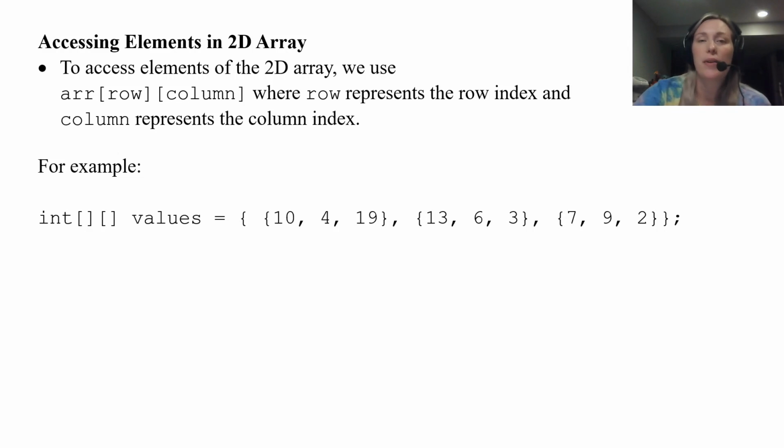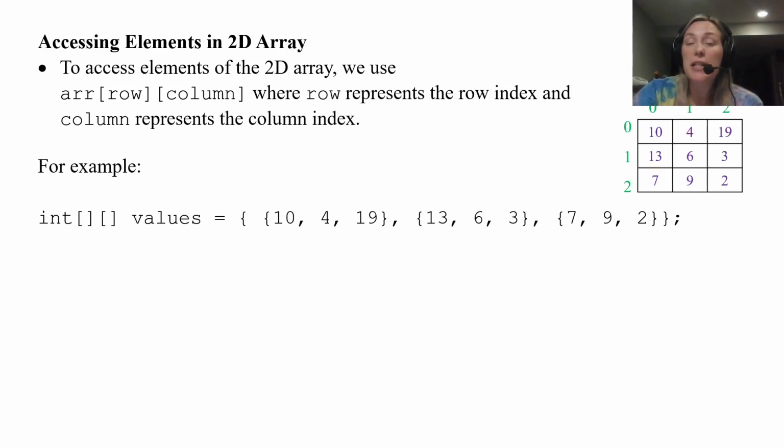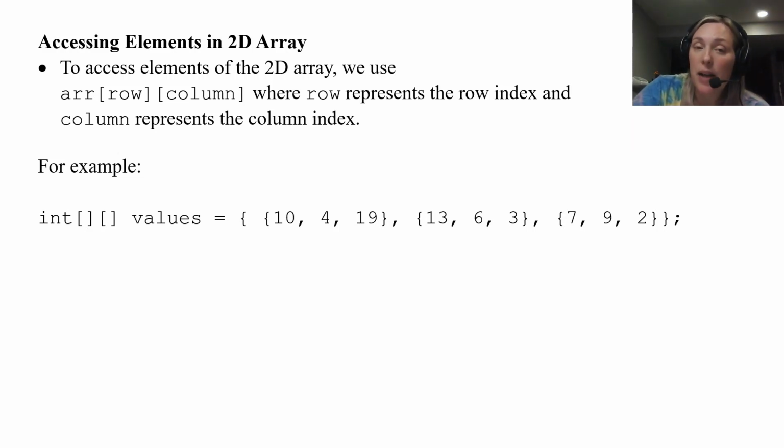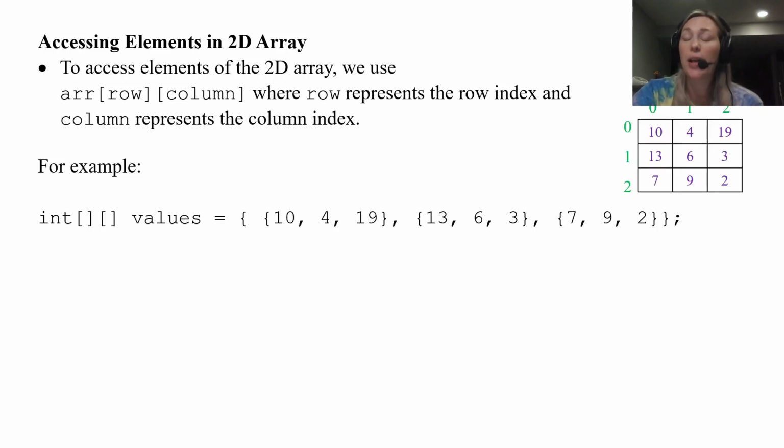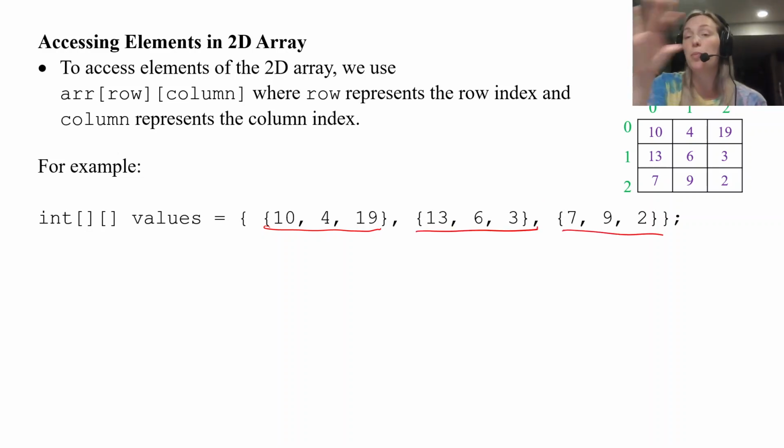Okay, so for example, here's our new two-dimensional array. Okay. And if you see this on an exam, what I recommend doing is writing out the table and then labeling the indices, right? So I took 10, 4, 19, and I put that in the first row. 13, 6, 3, put it in the second row. And then 7, 9, and 2, put that in the third row. So I made my 3x3 array. And then I also, in green there, I put the indexes of those rows and those columns.